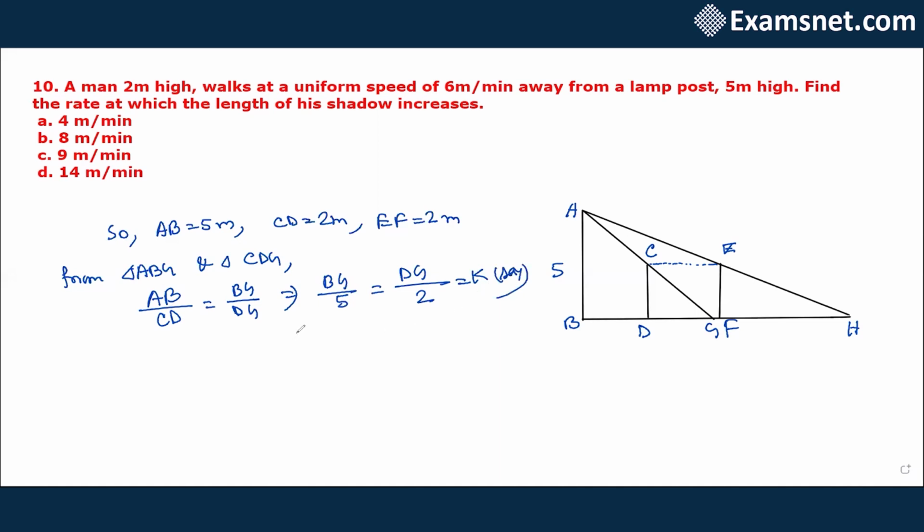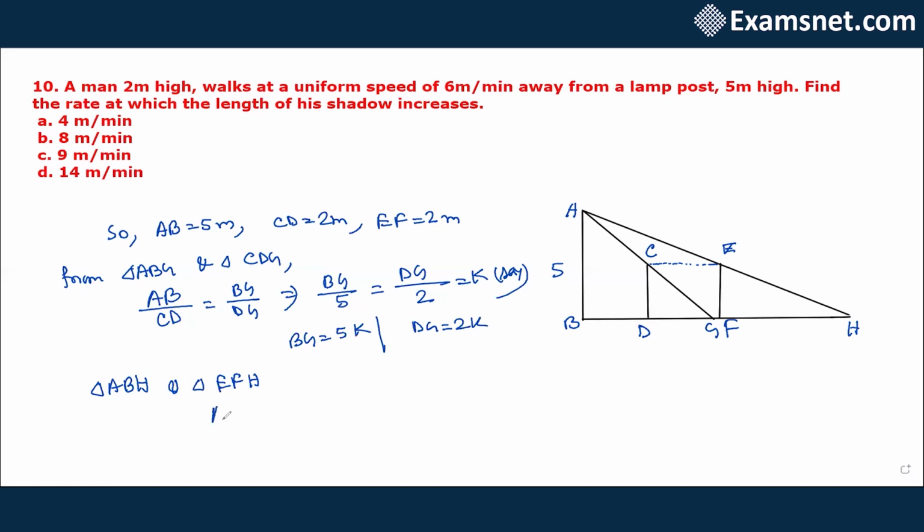So we can write BG as 5K and DG as 2K. Okay. Next, we will consider triangle ABH and triangle EFH. These two triangles, okay, again, they are similar.